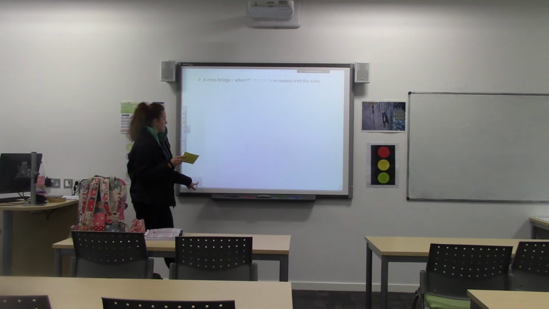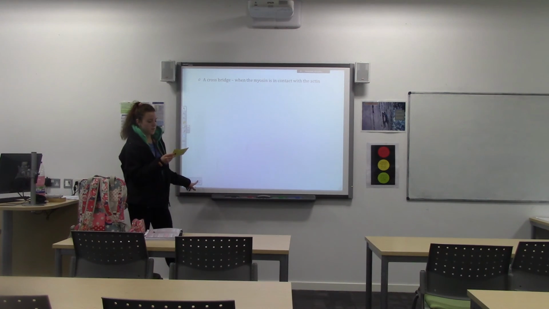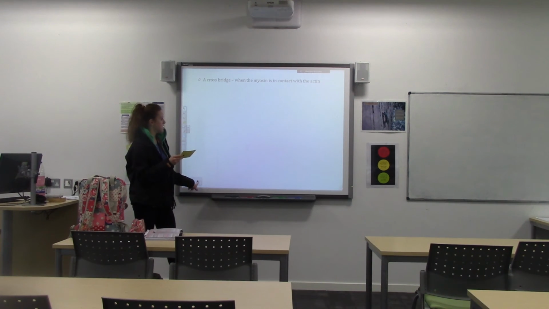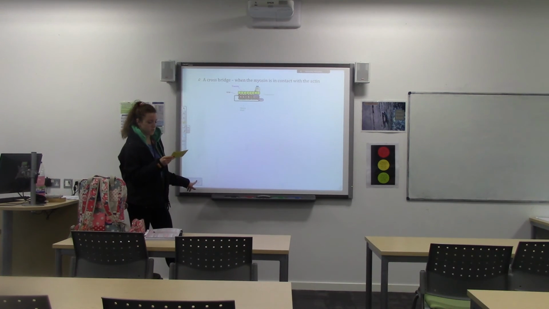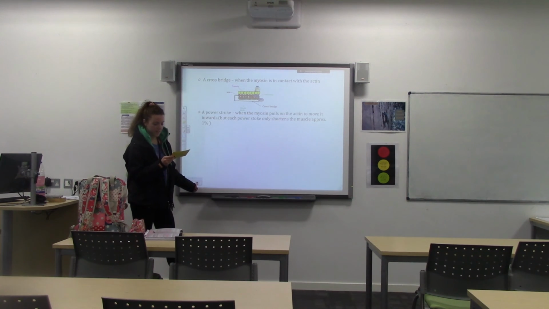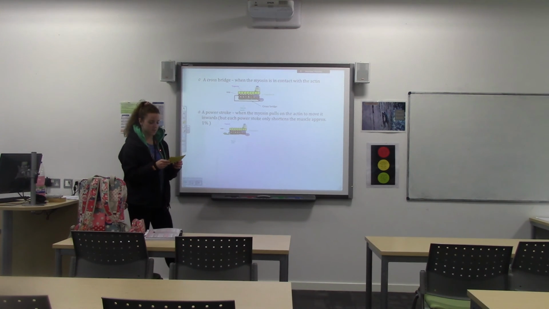The cross bridge is formed when the myosin is in contact with the actin. And that's that bit. And then the power stroke is what causes the muscle to contract. It's when the myosin pulls on the actin to move it inwards.